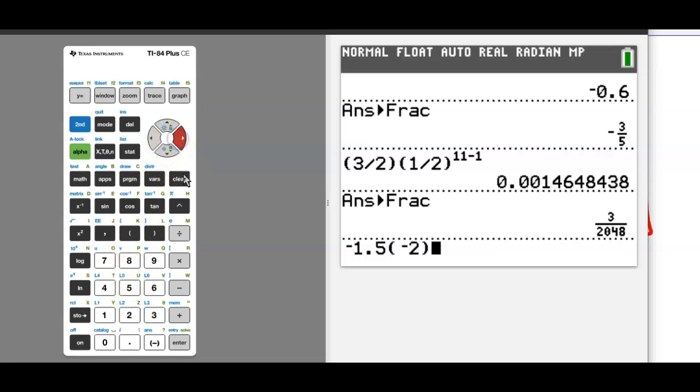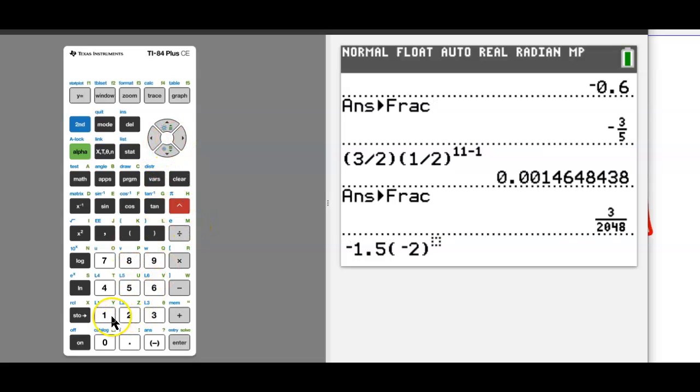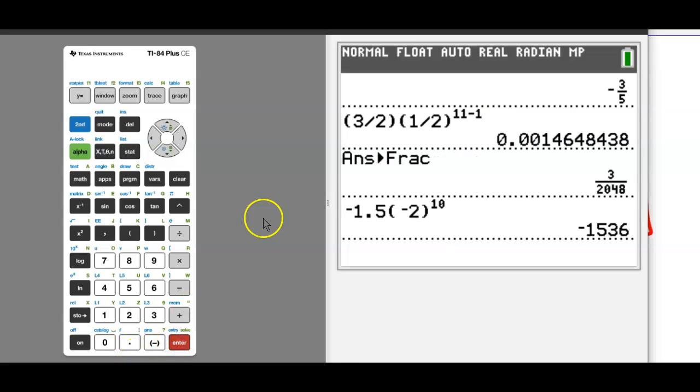But when you do negative 2 to the power of 10, that's going to become positive because it's an even exponent. And then when you multiply by a negative, you're going to get a negative answer.